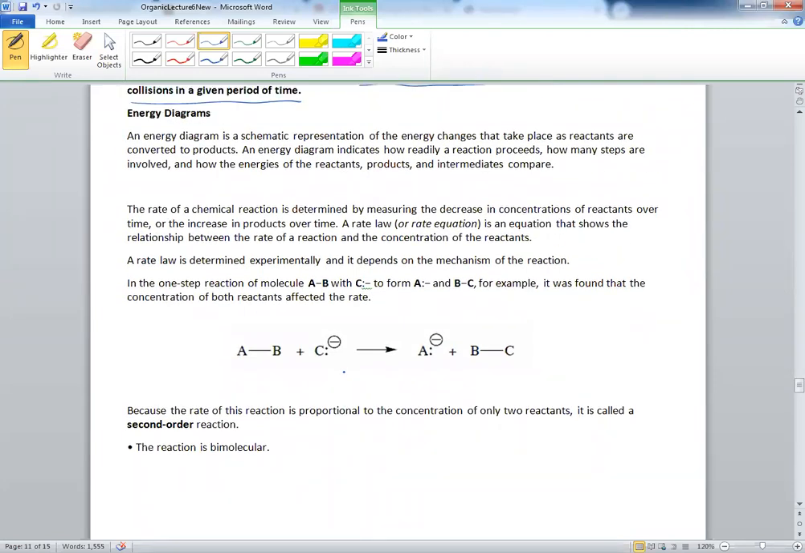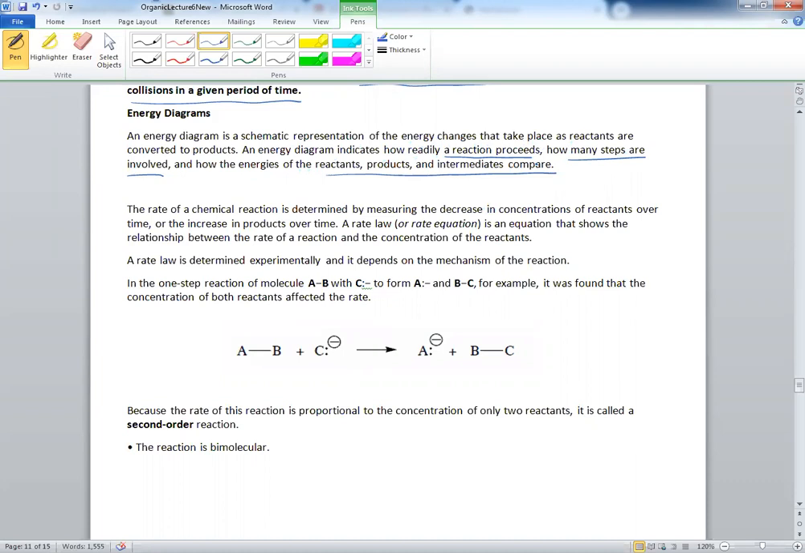They're really, and I mean it, they're really straightforward. They may look fuzzy, but they're actually straightforward if you know what delta H and delta G and EA mean, and of course, where your reaction products and reactants are. An energy diagram is a schematic representation of the energy changes that take place as reactants are converted to products. And it indicates how readily a reaction proceeds, how many steps are involved, and how the energies of the reactants, products, and intermediates compare.